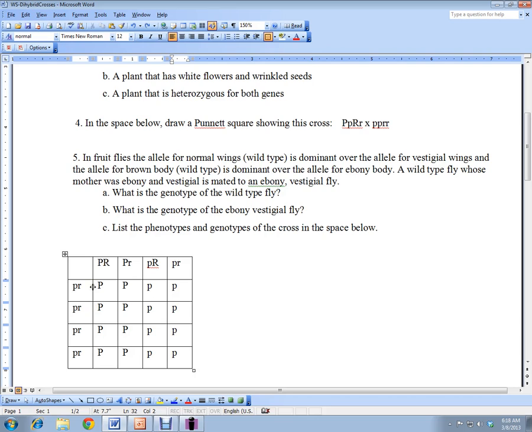Okay, so we've brought these p's down. Let's bring these over. We have a little one, little, little. In fact, they're all going to be little, so we're going to go ahead and fill those in.